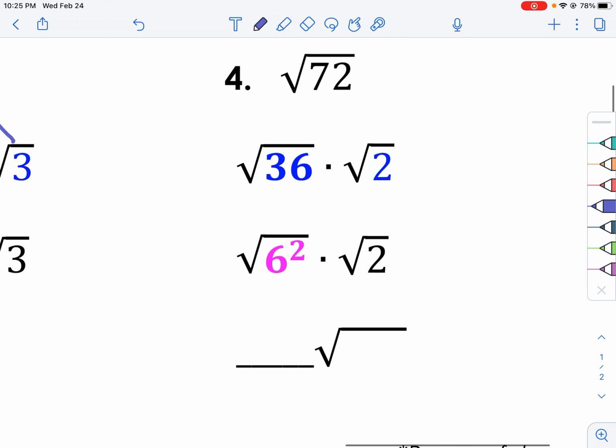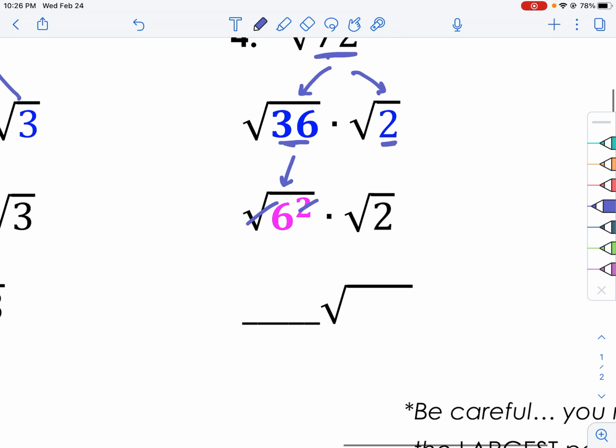And here we go, number 4. Hopefully we see the pattern going on here. 72, right, this is going to split into 36 and 2. Okay, because 36 times 2 gives us back 72, which is why we're allowed to split it like that. That square root of 36 is really 6 squared. So the square root and the square cancel, and we're just left with 6 on the outside. That square root of 2 is going to stay on the inside.